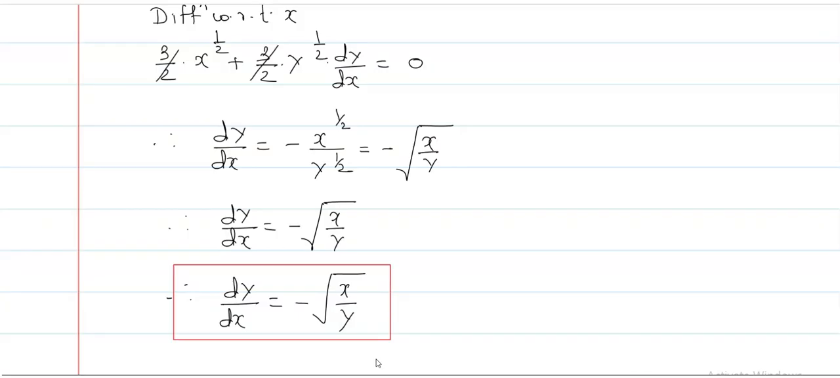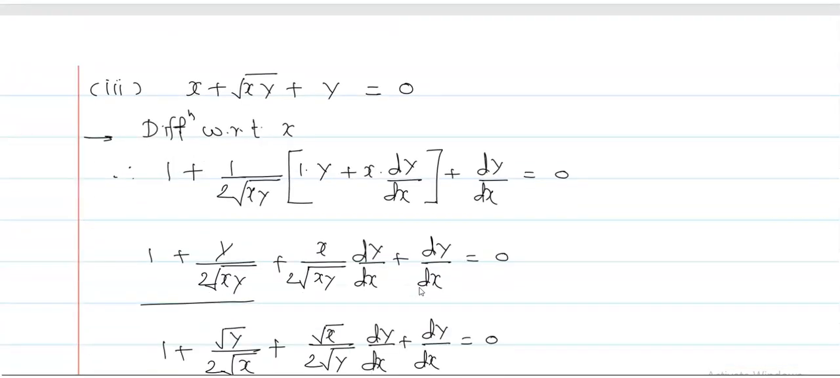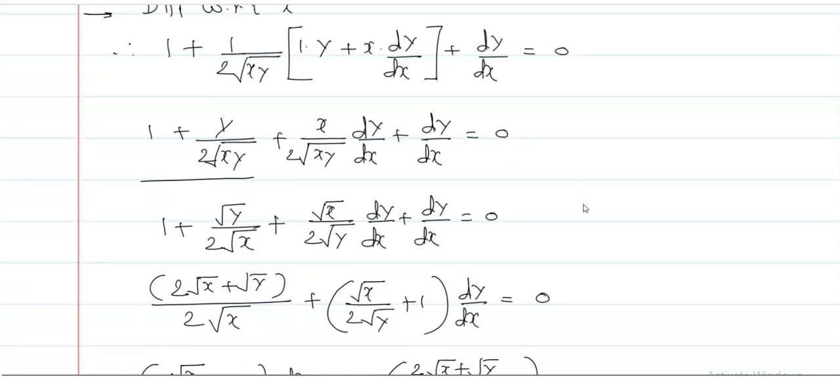See this. Next is x plus root of xy plus 5. Differentiate root of xy: 1 upon 2 root of xy and the derivative of xy. Derivative of x is 1 into y plus x into derivative of y is dy by dx, bracket complete, plus dy by dx is equals to 0.